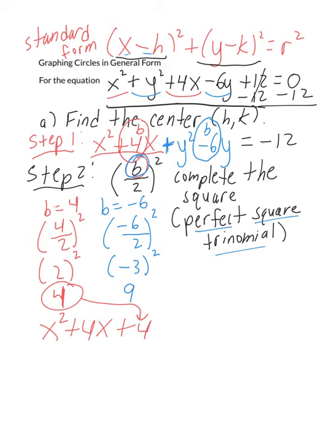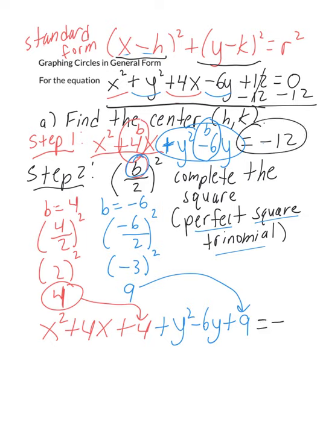So I promise we now have a perfect square trinomial with the x's. Go back up to step 1, bring down the plus y squared minus 6y. But you're going to add the 9 that you got from that formula. So now we have a perfect square trinomial with the y's as well. Go back to step 1, bring down the equals and the -12.